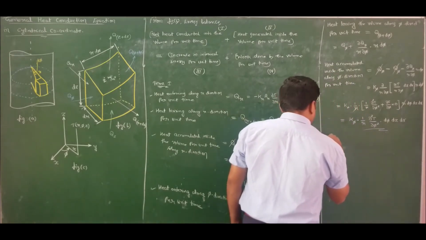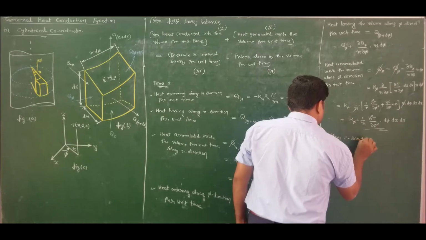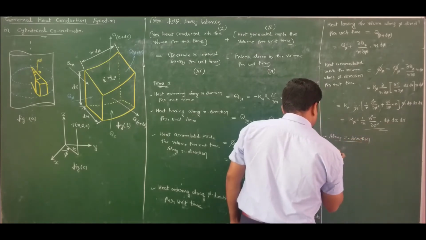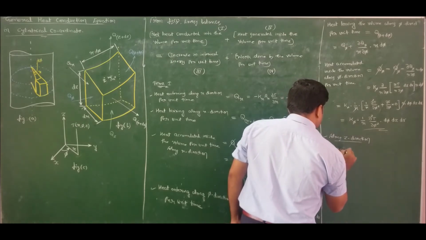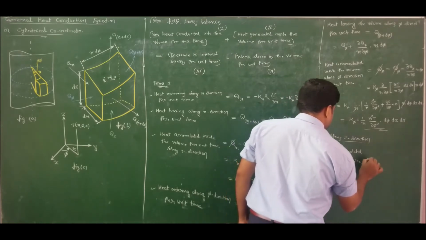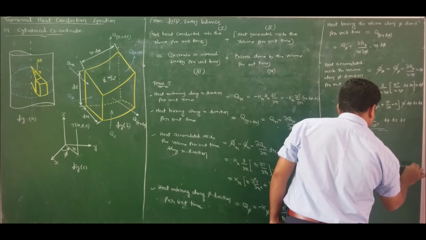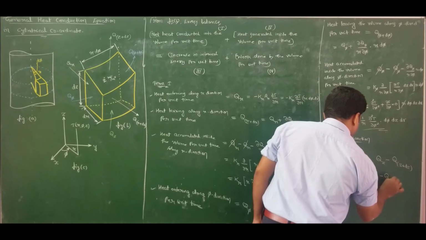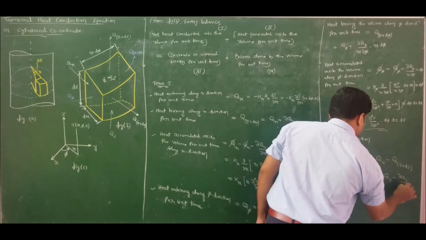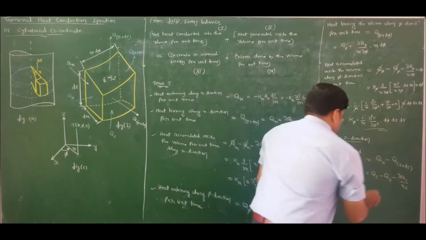Now moving ahead along z direction, heat accumulated inside the volume per unit time will be q times z minus q times z plus dz, which is equal to qz minus qz minus dou qz by dou z, because length along z direction is dz itself. So these two will get cancelled.